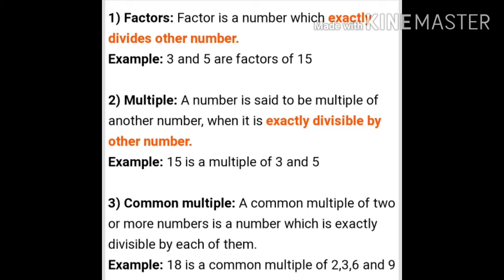A multiple is a number that is exactly divisible by another number. Like here, the multiple of 3 and 5 is 15. It means 3 times 5 is 15 and 5 times 3 is also 15.